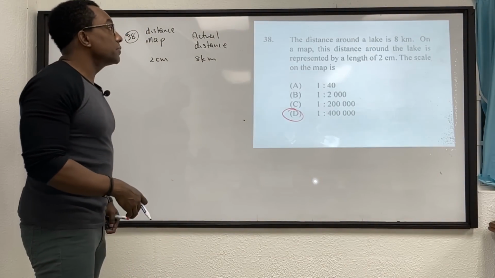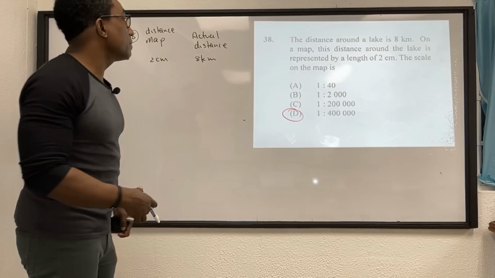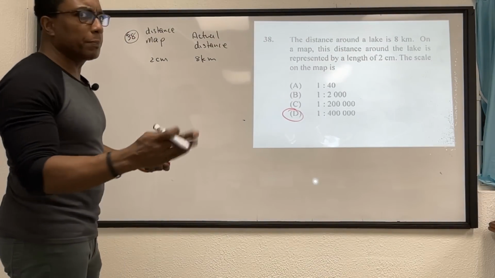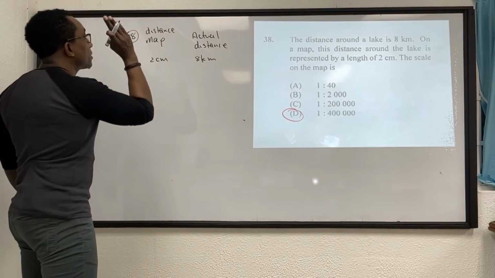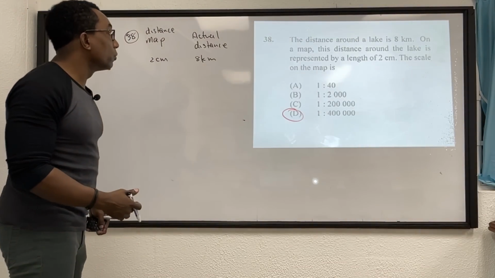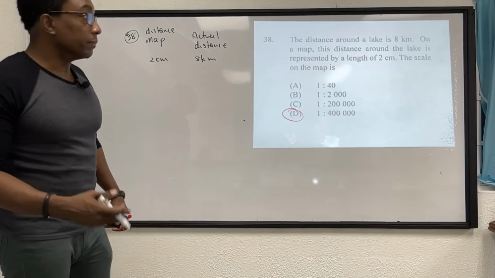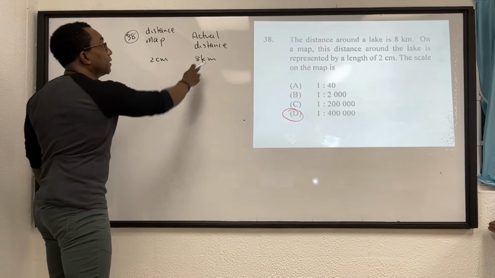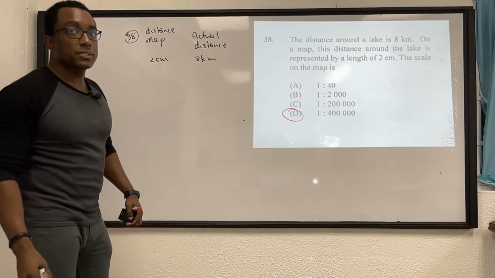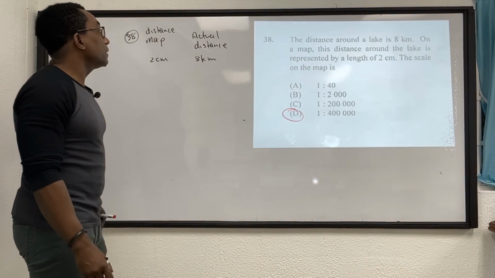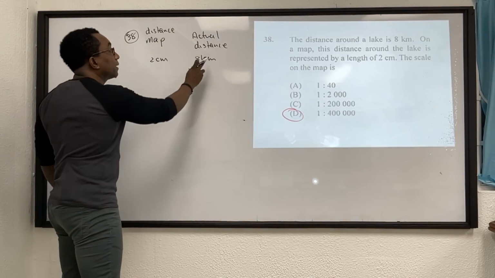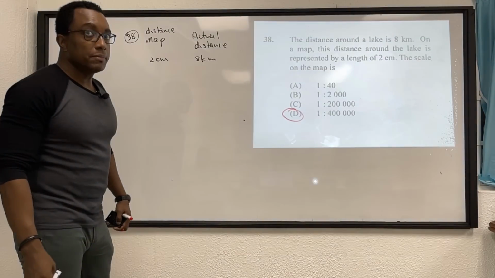So in order for us to determine what is the scale on the map, what we have to do is establish a proportional relationship between what is on the map and what is the actual distance. But in order for us to do so, the units must be the same. We can't have centimeters and kilometers. So let's convert kilometers, the larger unit, into the smaller centimeters. So we have to identify how many centimeters we have in 1 kilometer, so we can convert kilometers to centimeters.